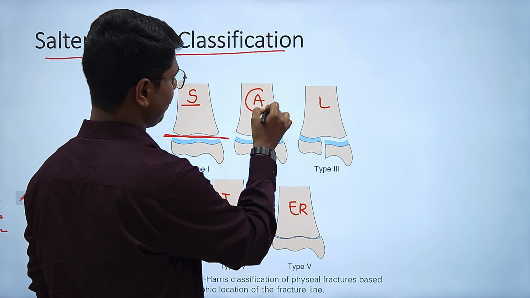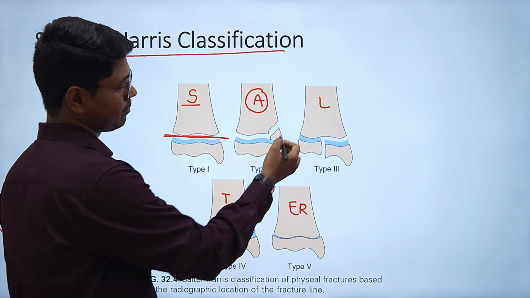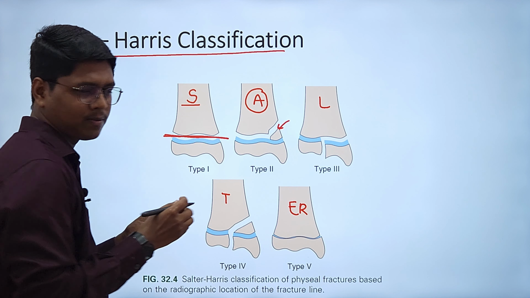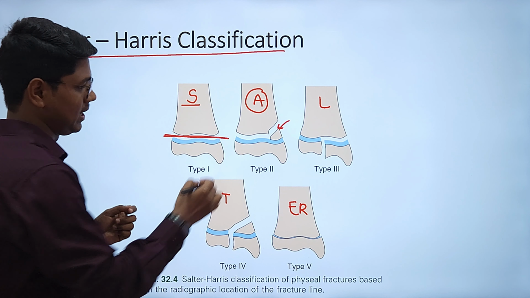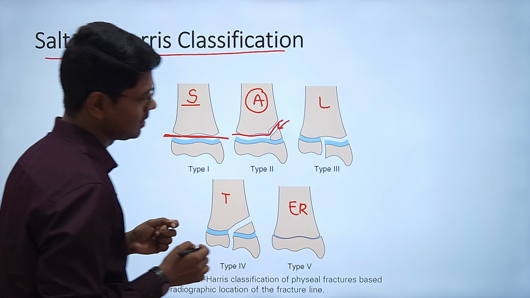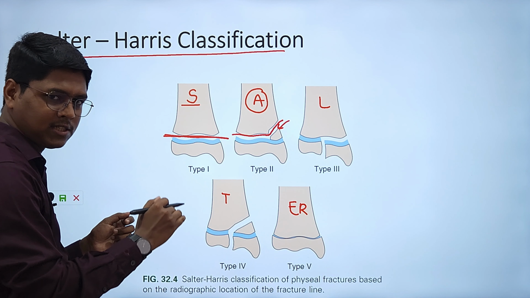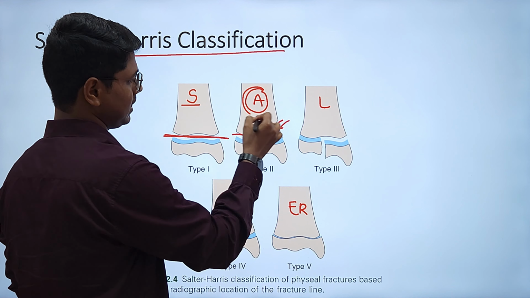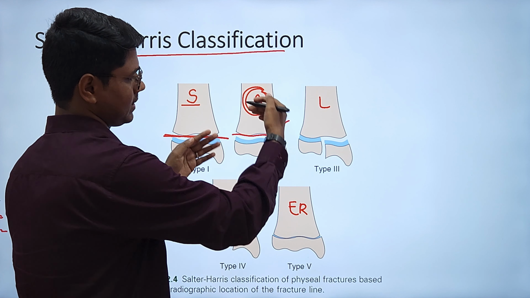A for above. Above the physis you will find the metaphysis, so part of the metaphysis will be fractured. Along with the physeal line, the line also connects the metaphysis. So the physis plus metaphysis. The A, above the physis.